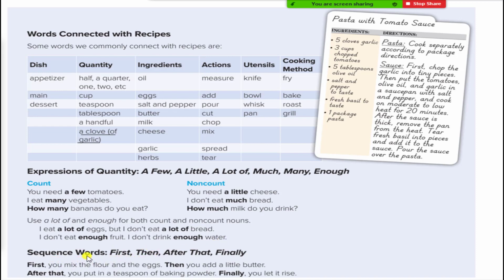Sequence words. Sequence words are first, then, after that, finally, which we use to order the events. نستخدمهم لترتيب الأحداث أو لتتابع الأحداث. Example: first you mix the flour and the egg. Then you add a little butter. After that you put in a teaspoon of baking powder. Finally you let it dry. Okay.